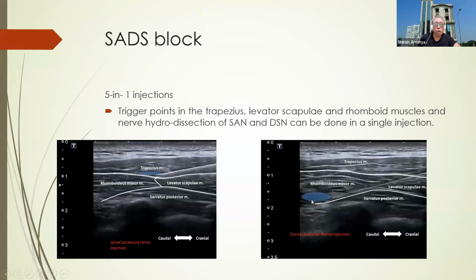So this SATS block will most probably be published in the next edition of Musculoskeletal Ultrasound in Pain Medicine from Dardia, the pain clinic. And this is the typical way of blocking all 3 muscles as well as 2 nerves with a single prick of injection.